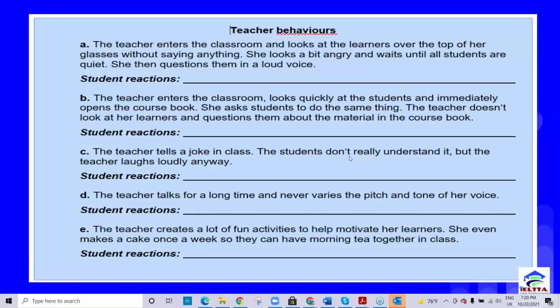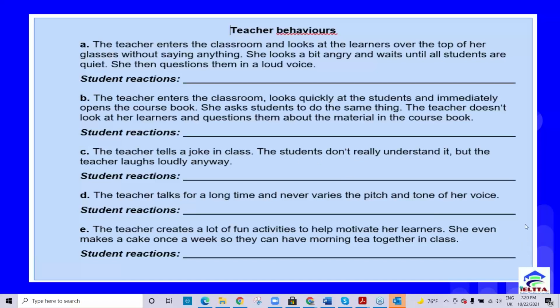Question number C. The teacher tells a joke in class. The students don't really understand it, but the teacher laughs loudly anyway. Situation D: the teacher talks for a long time and never varies the pitch and tone of her voice.